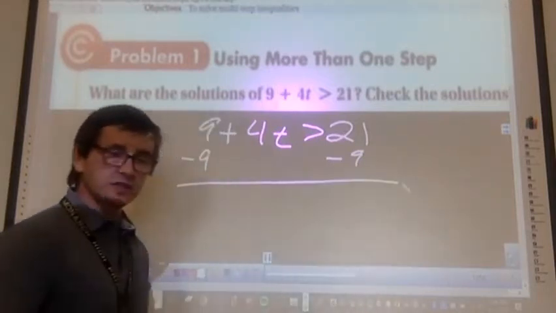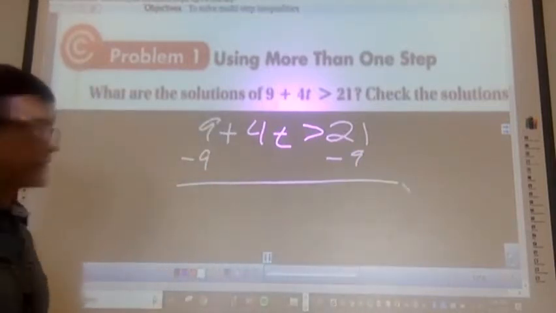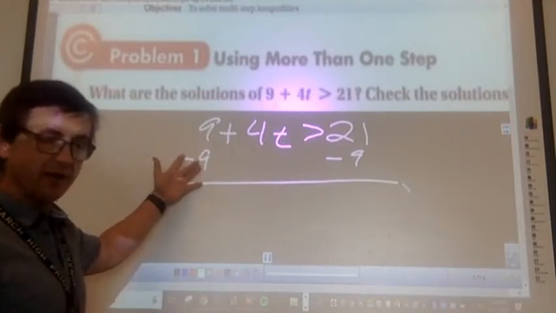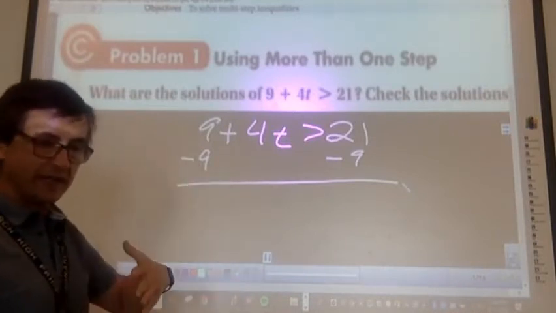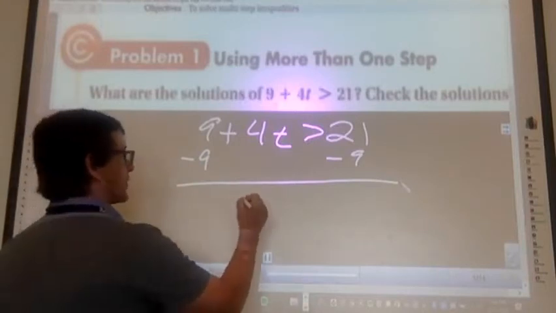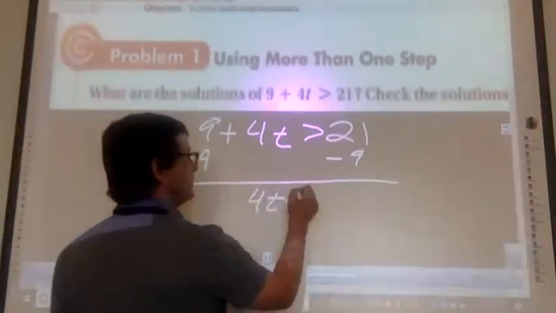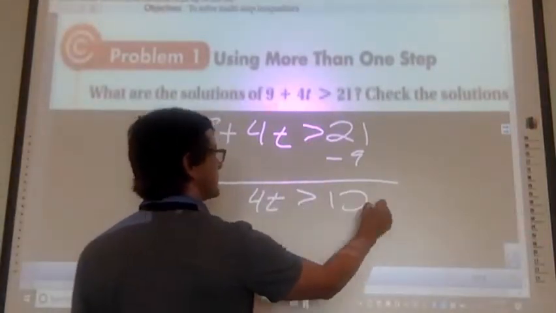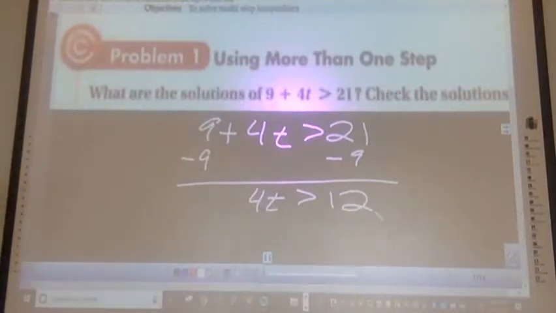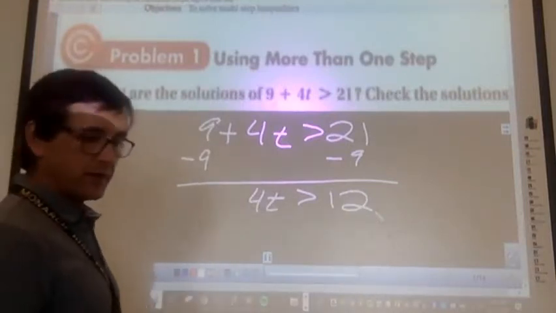So Austin just suffered through what I love for students to suffer through, which is when you get it wrong, and then I give him a little hint, and then he gets it right, and that should reinforce the correct method, which is exactly what we want to do. So we have 4t is greater than 12. What do I do next?